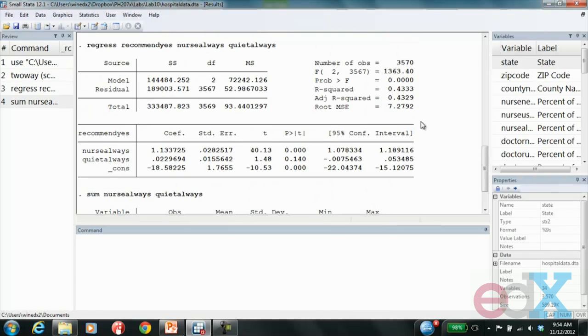Once you fit a model, it's very important to go ahead and evaluate the model assumptions. The model assumptions for linear regression are a little bit less straightforward to interpret in the multiple regression case, but we can still do it. One of the first things we can look at is this adjusted R squared. So we can compare the adjusted R squared for this multiple linear regression model to the simple linear regression when we didn't include quiet always, and we can see if we've improved our model fit.